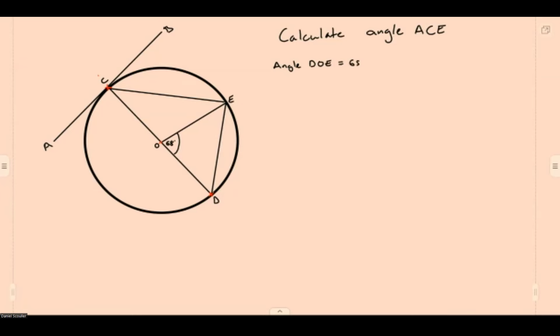That allows us to work out angle COE. The order of the letters doesn't matter. I could have called that EOC, but as long as the O was in the middle, that's the angle I'm looking for. Angle COE is 180 minus 68, 112 degrees.